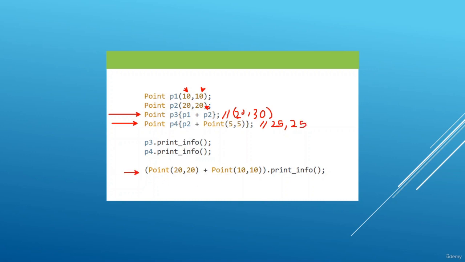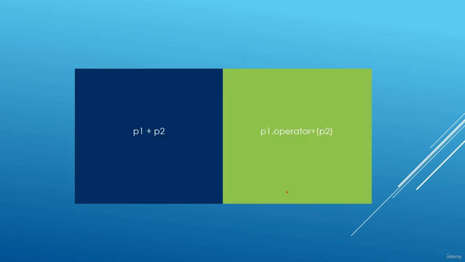If we print the information here, we're going to get 30 because we're going to add up X and Y to get a member variable of 30. And we're going to add up 20 and 10 and get a Y member variable of 30. And if we print the information here, we're going to get a point with X of 30 and a Y of 30.